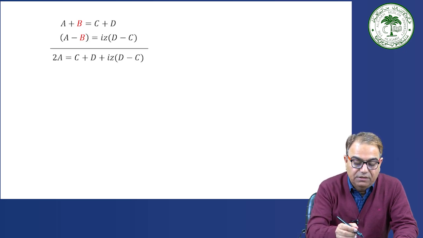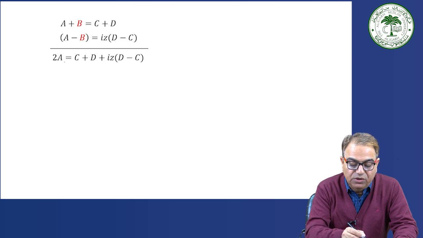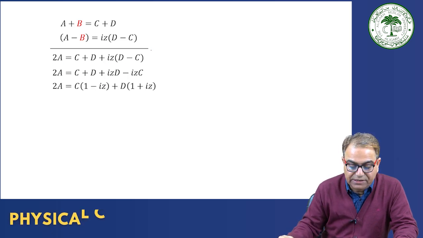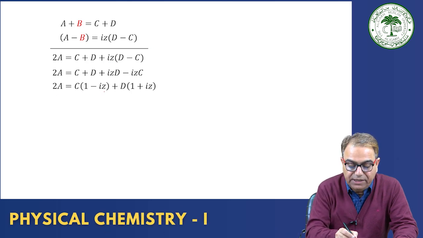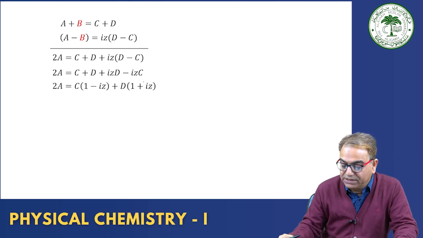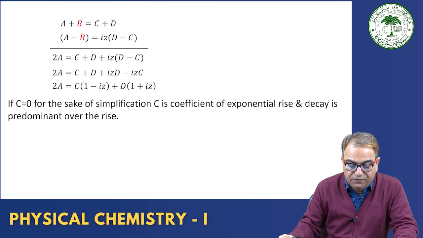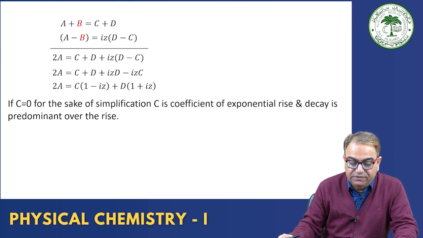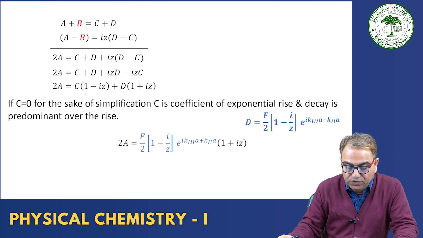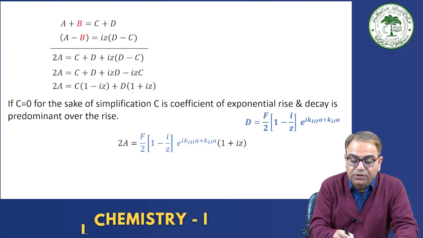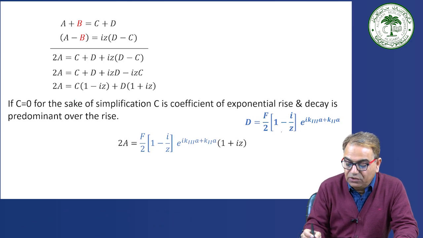And if you determine d, then if you look at this equation, what do you get? If you add this, b and b will go, and you have 2a equals c plus d plus iz(d minus c), and a slight rearrangement will give you 2a equals c(1 minus iz) plus d(1 plus iz). Okay. Now if c is equal to 0 for the sake of simplification, what happens? It gives you the equation 2a equals d(1 plus iz), and d is already known to you. So d is this one, and 1 plus iz.